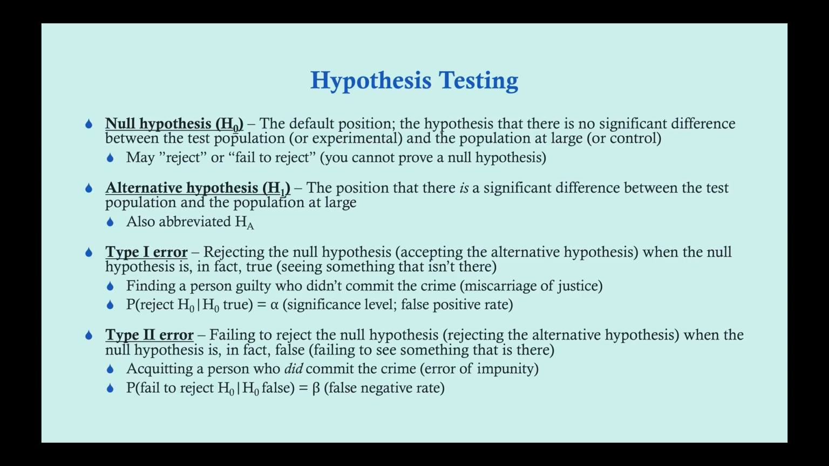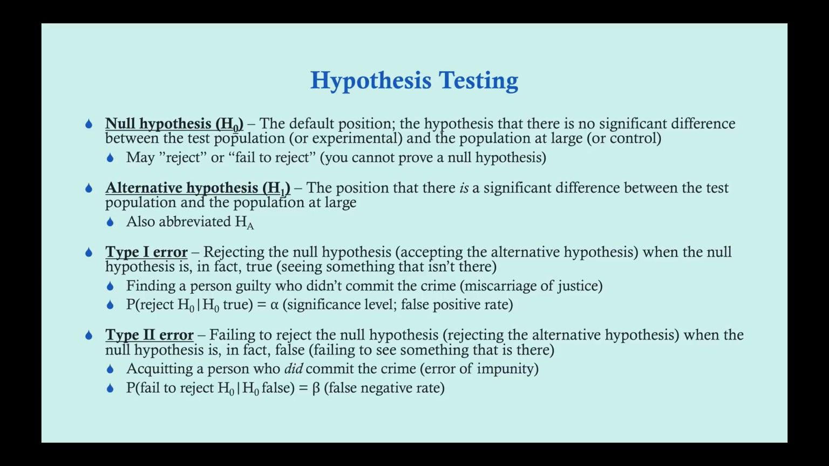And then we'll do an example, and that will help tie all this stuff up and put a bow on it. All right, so in hypothesis testing, we're always questioning between a null hypothesis and an alternative hypothesis. Well, what does that mean? What is a null hypothesis? Well, your null hypothesis is simply a default position. It's kind of the pessimist in the room. It's the one saying that there's no difference. There's no difference between the test population or experimental population and the population at large or control population.